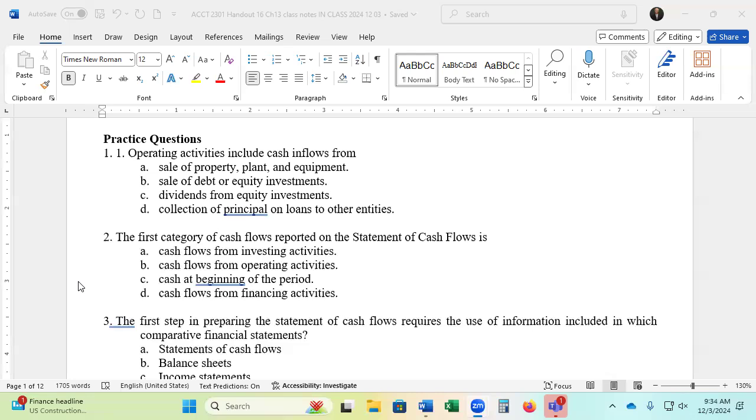Number one, operating activities include cash inflows from sale of property, plant, and equipment? No. Sale of debt or equity investments? No. Dividends from equity investments? No. Collection of principal on loans to other entities? And the answer would be D.